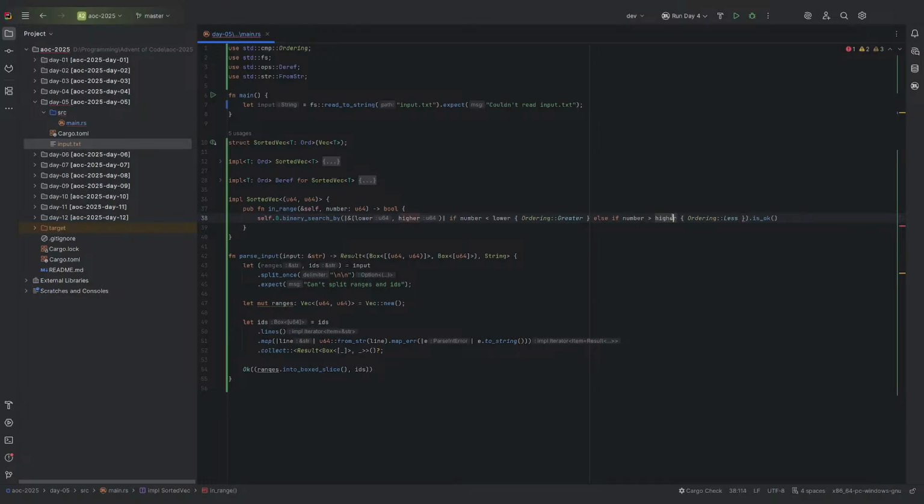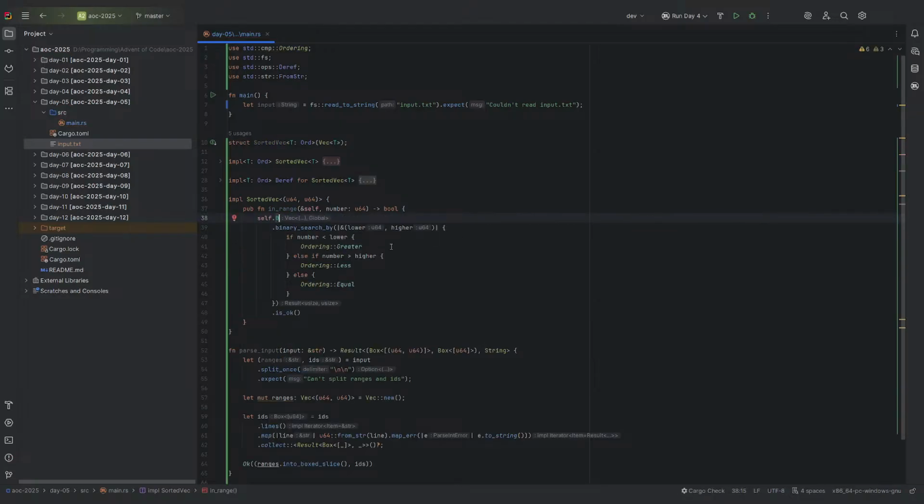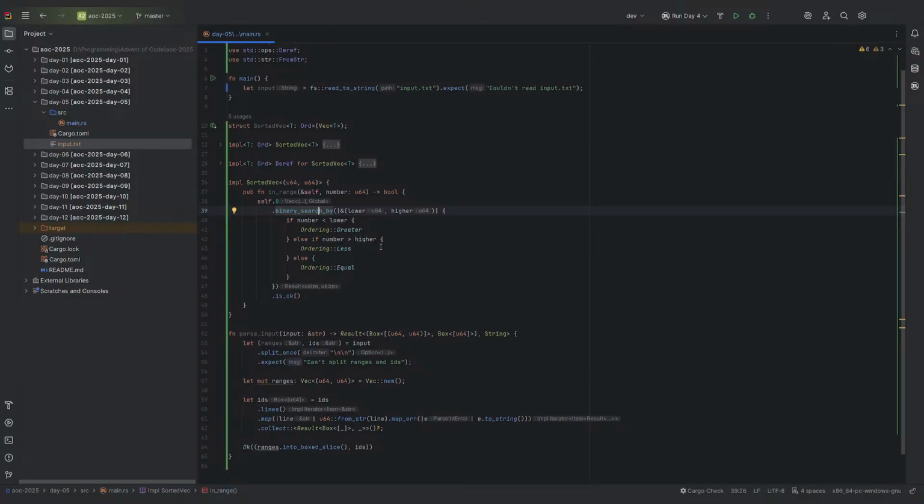Because if this range is... let's see if I'm actually doing this correctly. Okay, so if the number is greater than the highest bound, then the argument is less than the target, so I need a high range. Else, if it's not less or greater, it's going to be in range, in which case ordering equal. This function should let me get... yeah, I'm pretty sure this function solves it, because now I can very quickly check if something is in range or not, because I can binary search for that.